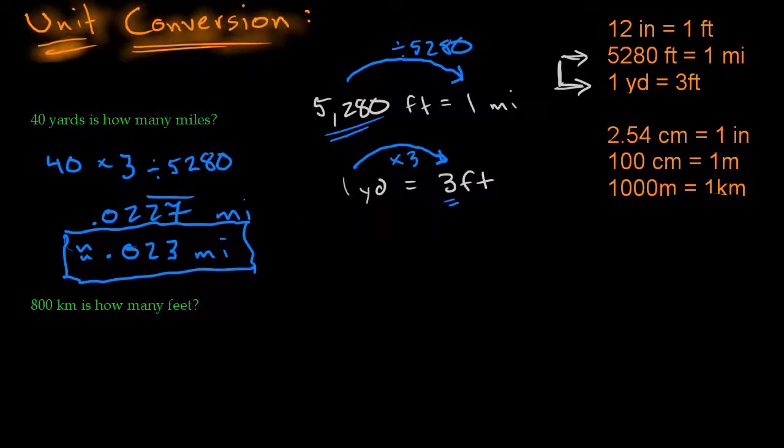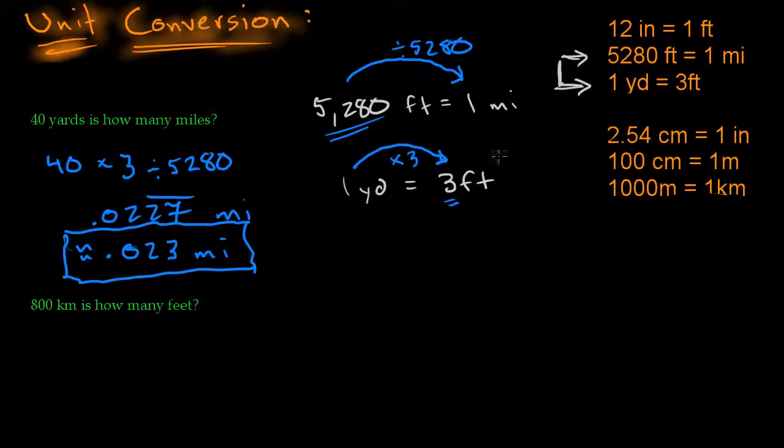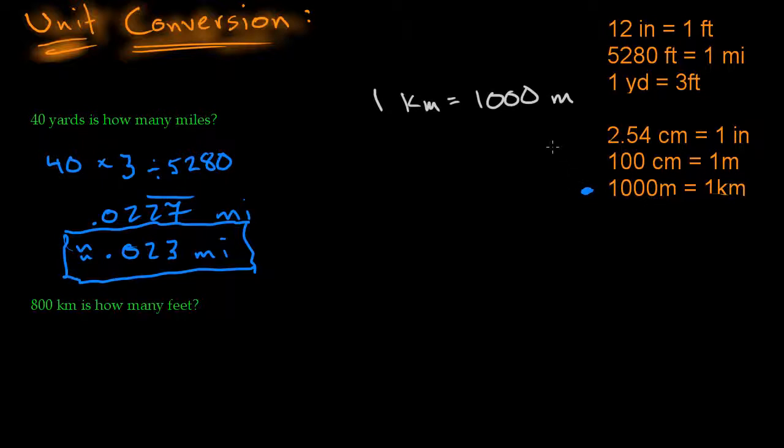Let's try another problem. 800 kilometers is how many feet? Well, I need to find kilometers in my conversion facts and see if I can trace it back to feet. Well, here's kilometers. 1 kilometer equals 1,000 meters. So now I have kilometers to meters. Then here I can get meters to centimeters. Here I can get centimeters to inches. And then here I can get inches to feet.